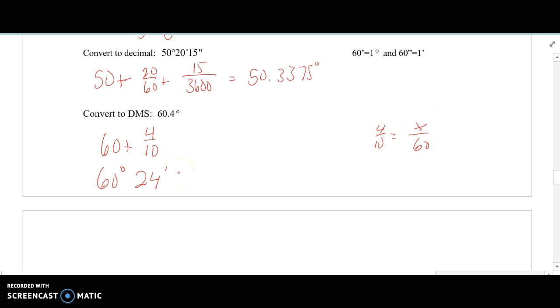The other option we have is if you type in 60.4, go back to the angle menu, and you scroll down, there's an option that has convert to degrees, minutes, seconds. So we could do 60.4 and this. It would also give you the 60 degrees, 24 minutes.